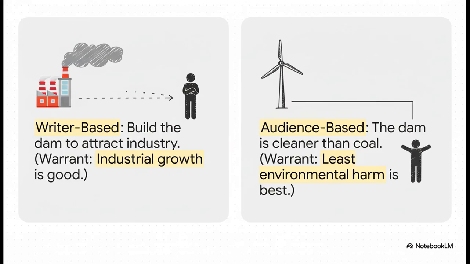Check out this perfect example. Imagine trying to convince a group of environmentalists to support a new dam. The argument on the left, the writer-based one, is a total non-starter. Its hidden warrant is that industrial growth is good, something that audience probably rejects. But look at the argument on the right. It starts from a value they already hold dear, that the least environmental harm is the best choice. Now that argument has a fighting chance, because it's built on their warrant, not yours.